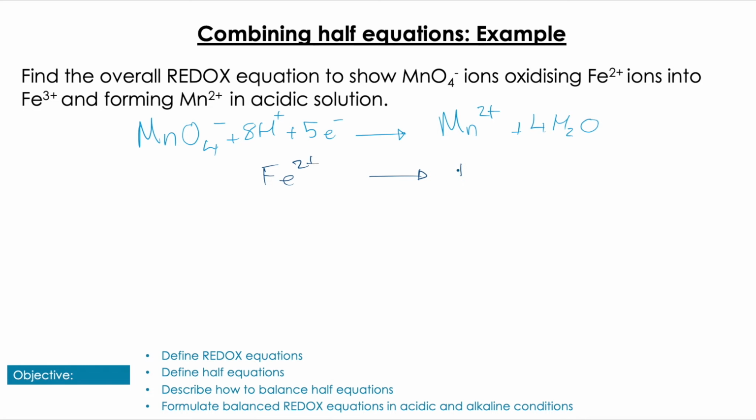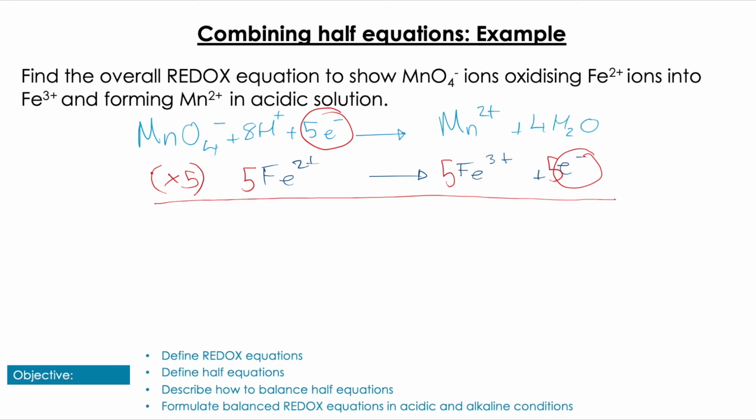We can go through that process with both of our half equations. And then we've got 2 half equations that we want to combine. Now we'll see here that we've got a difference. So we're going to multiply that bottom equation by 5. And then that means the electrons will cancel out. And everything on the left-hand side of both equations will then be part of our reactants of our overall redox equation. And everything on the right-hand side will be part of our products of our overall redox equation.